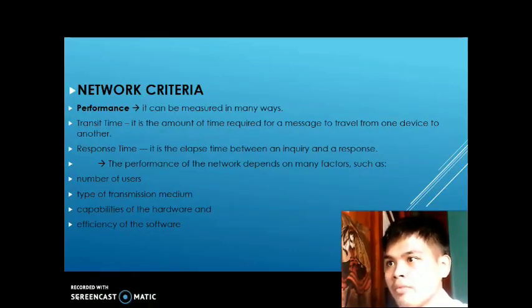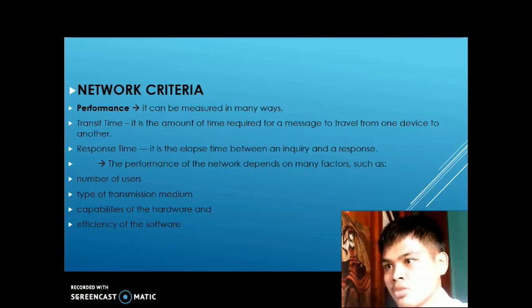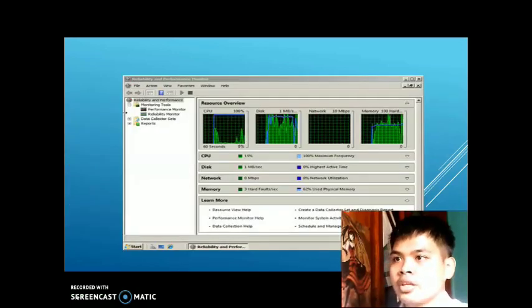Network criteria. Performance can be measured in many ways. Transit time is the amount of time required for a message to travel from one device to another. Response time is the elapsed time between an inquiry and a response. Performance of the network depends on many factors such as the number of users, types of transmission medium, capabilities of the hardware, and efficiency of the software. Let's see an example of the performance.